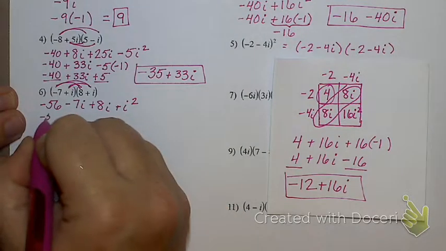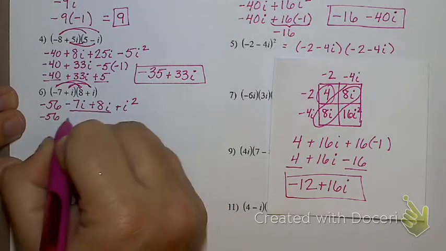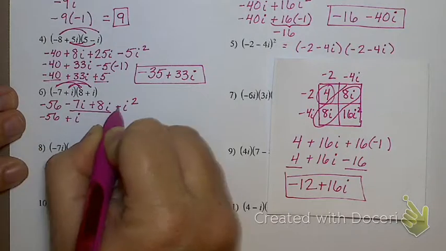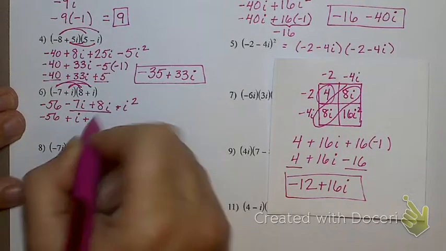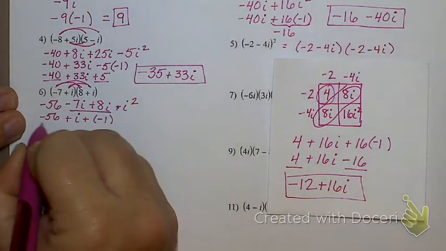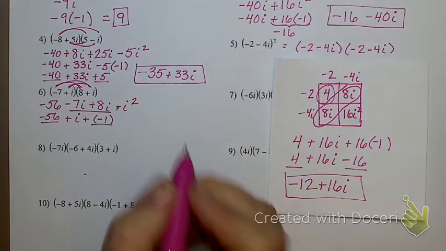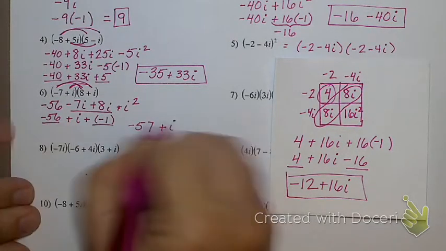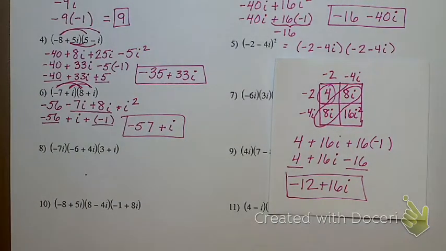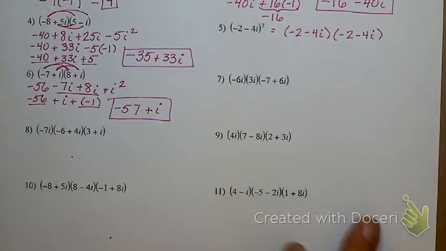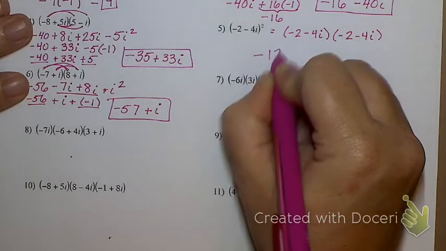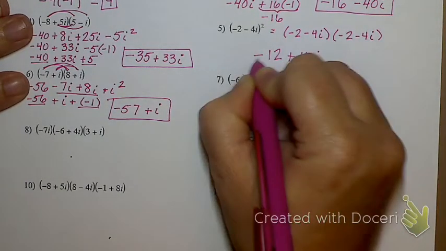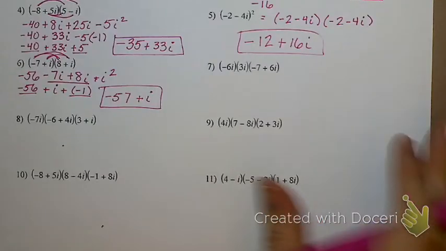I have negative 56. And then what have I got there? Plus i. Plus, what do I put instead of i squared? So what's negative 56 plus negative 1? Negative 57 plus i. Not too shabby? This one, just in case you're keeping tabs, was negative 12 plus 16i. All right, now what do you notice about number? Yes, question?